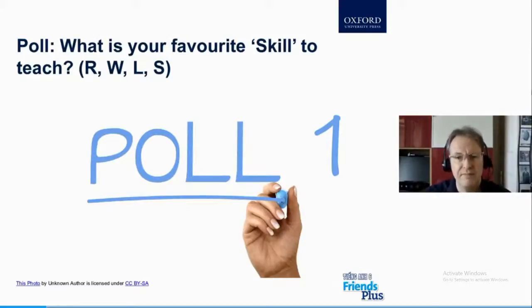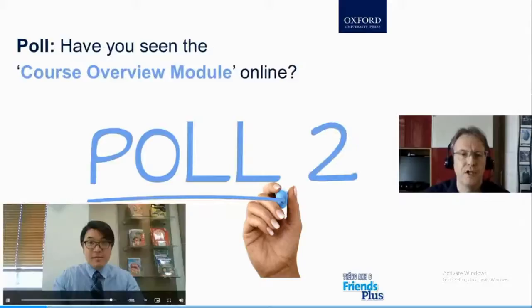Now, in the meantime, as we go forward, I'm going to ask you another poll here. Okay. And my question in this second poll is, have you seen the course overview module? Now, this is an online free short course that we have prepared to give you lots of information about Tieng and 6 Friends Plus. So you can go there anytime online to learn all about the components, the methodology, and how the book is put together.